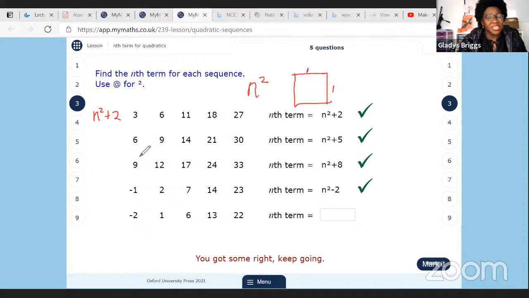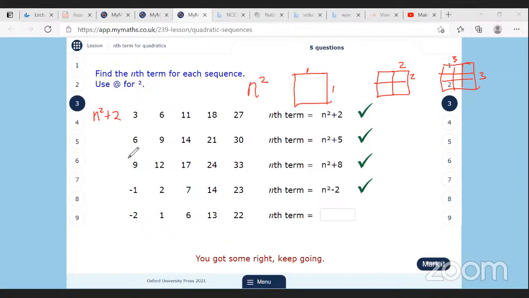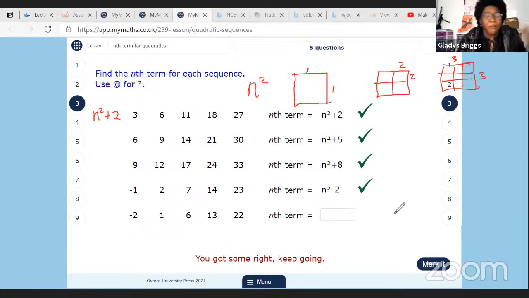1 times 1 is 1. 2 times 2 is 4. 3 times 3 is 9. Those are the square numbers. Do you understand that part? No. So we're trying to create this sequence that is a sequence of square numbers plus something, or a square number minus something.